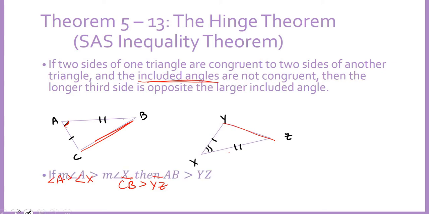Okay. Oops, so here I've got it written down already. If measure of angle A is larger than measure of angle X, then AB, that should have said CB, then CB is larger than YZ. Okay?